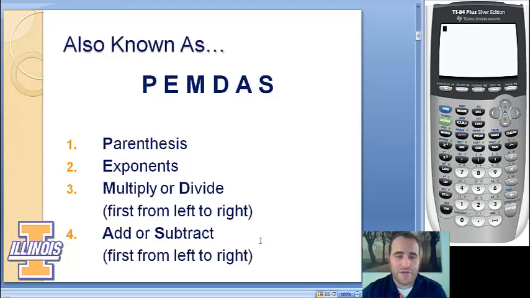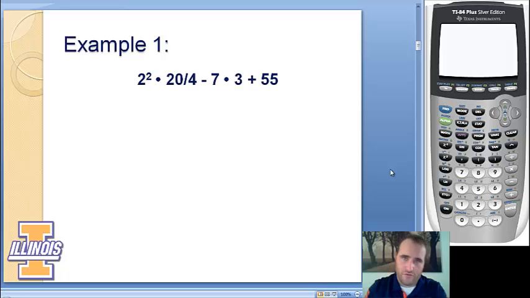Now let's take special note of 3 and 4. Both of those have the term "or" in it. And what that means is you're going to do either one or the other, multiply or divide, or add or subtract, depending on which one comes first. And we always start, just like reading a book, on the left-hand side, and we go to the right-hand side.